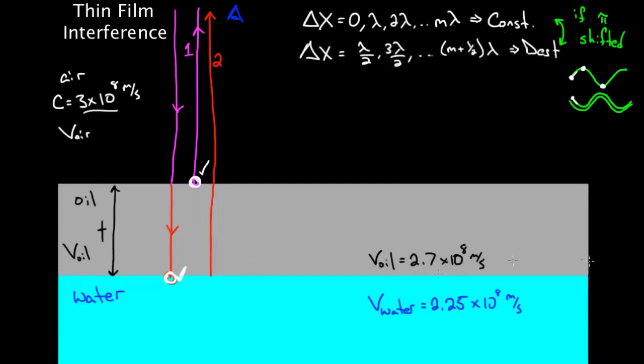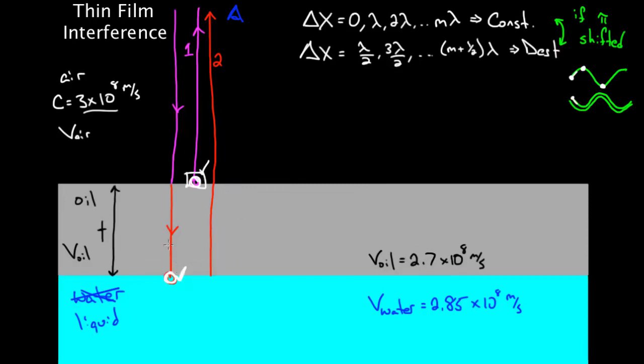If, for some reason, we use something besides water, some other liquid here, and this liquid had a speed of, instead of 2.25, let's say the speed here was 2.85 times 10 to the 8th. Now, that doesn't change anything up here. This is still getting a pi shift. It was in air. It reflected off of something slower, oil. And by slower, I mean if the light traveled into it, it would travel slower. So that gets a pi shift.